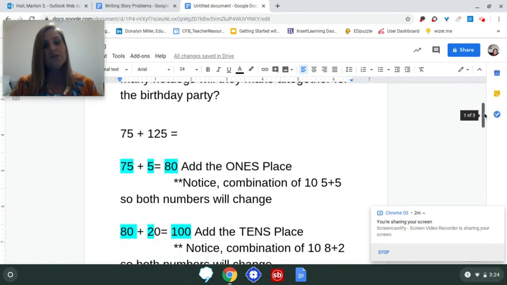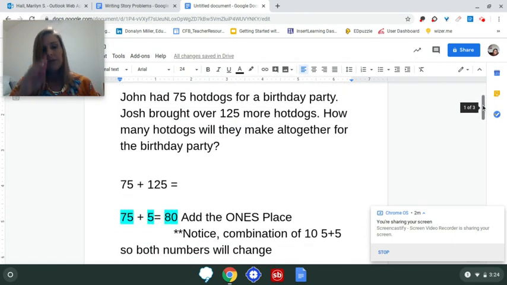So I have 125 as the number that I'm going to add to 75. I'm going to start with my whole number, 75, and I'm going to add the ones place. If you notice here, there's a 5 in the ones place. So when I add the 75 plus the 5, I get 80. That's adding my ones place. Notice the combination. 5 plus 5 gives you 10. So both numbers are changing, both place values.